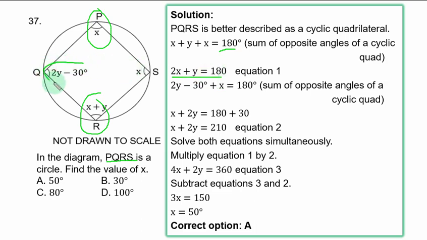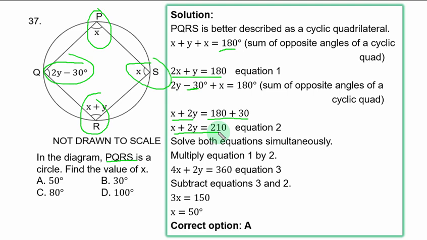If you add angle Q to angle S, the sum is also 180, sum of opposite angles of a cyclic quadrilateral. So with that, you have S plus 2y equal to 180 plus 30. If you transfer this angle, you have S plus 2y equal to 210, equation 2. Since you are asked to find S, let's eliminate y from both equations. You have to solve the equations simultaneously.